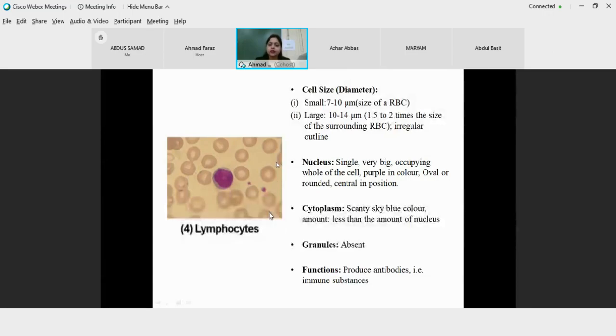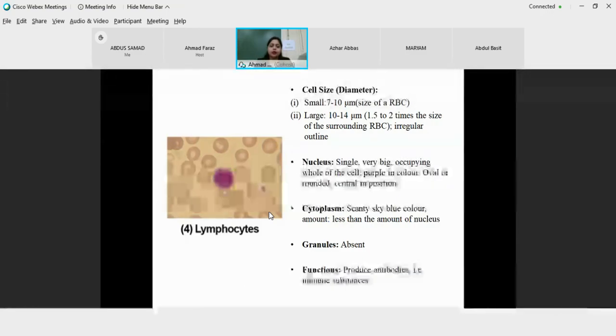Whereas the large lymphocyte is 1.5 to 2 times the size of the surrounding RBC, and it has an irregular outline. The nucleus is single. You can see that it is very big and occupying almost the whole of the cell. The color is purple. The shape is oval or rounded, and it lies in the central position of the cell. The cytoplasm is very scanty.